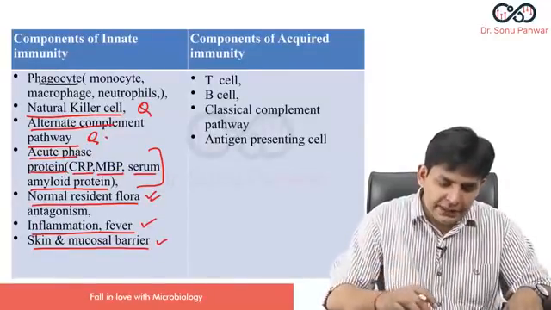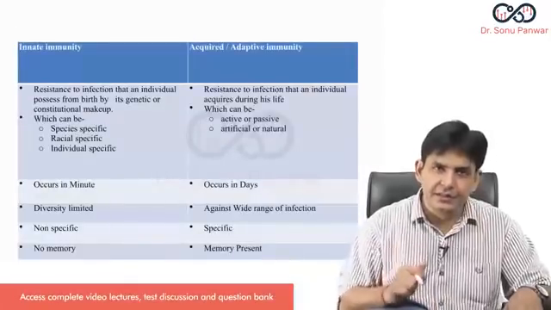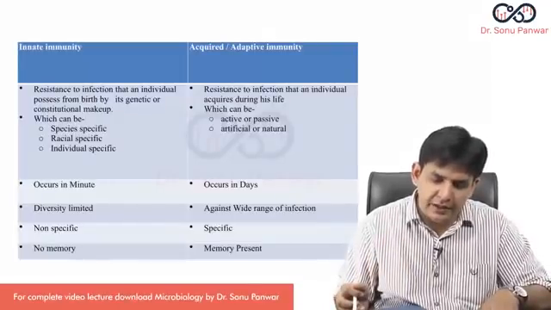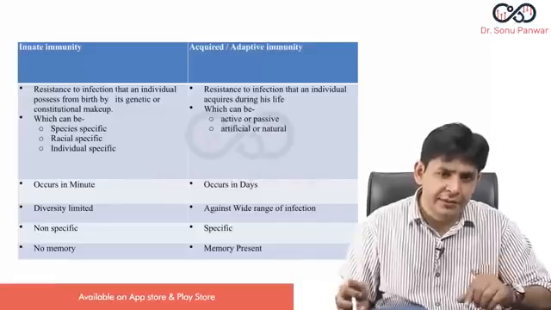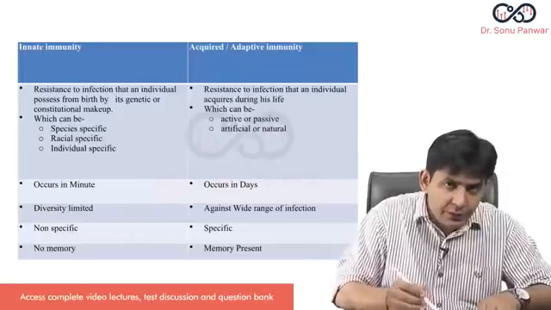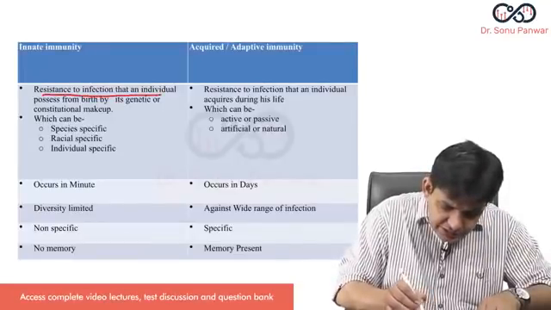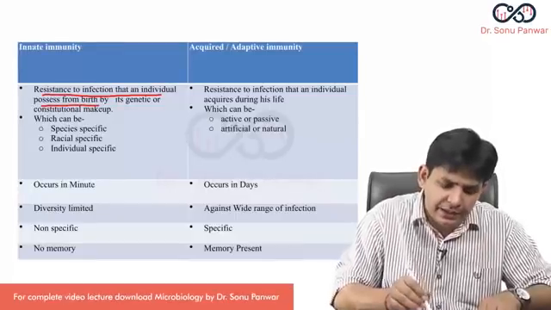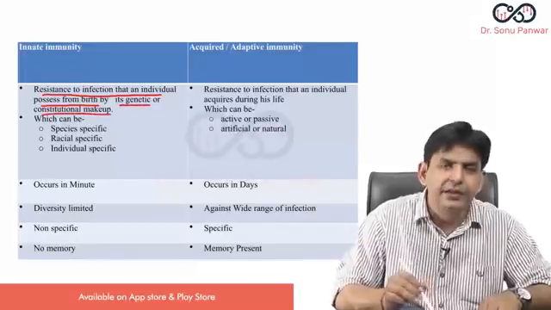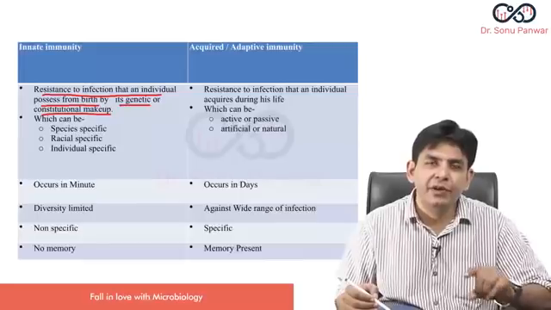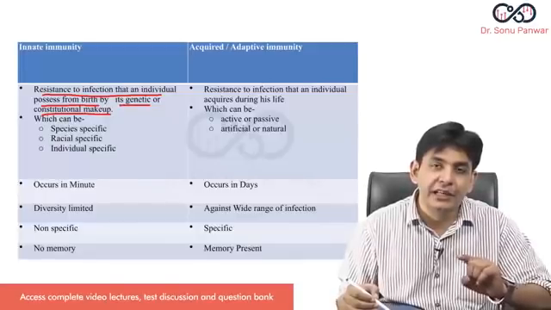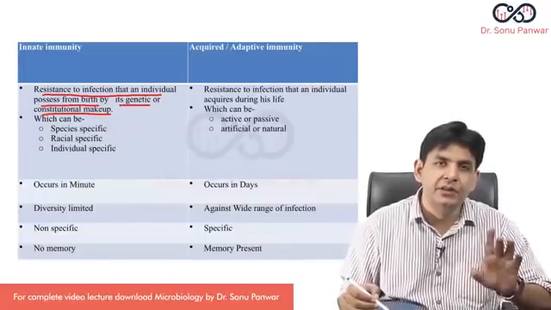Then remember some of the differences between innate immunity and acquired or adaptive immunity, which I have just described. Innate immunity, I have told you what is innate: the resistance to infection that an individual possesses from birth, by its genetic and constitutional makeup. That's why, if you remember, individuality comes from what? Your parents. Your genetic makeup and constitutional makeup determine your innate immunity.